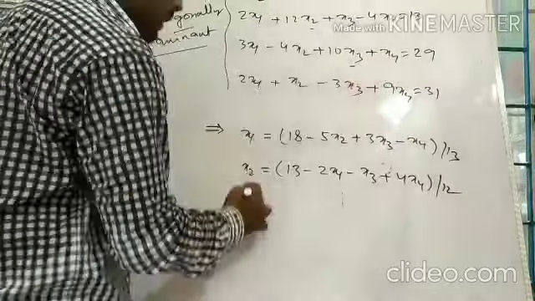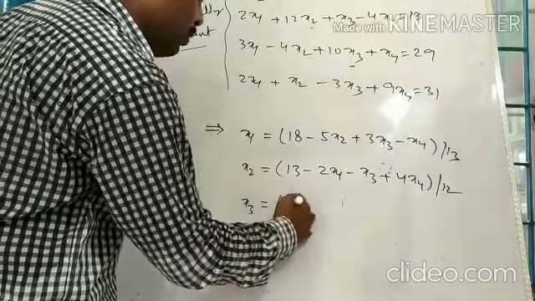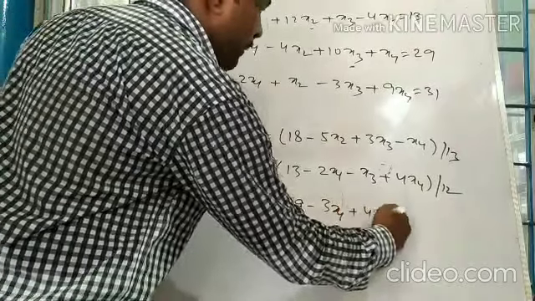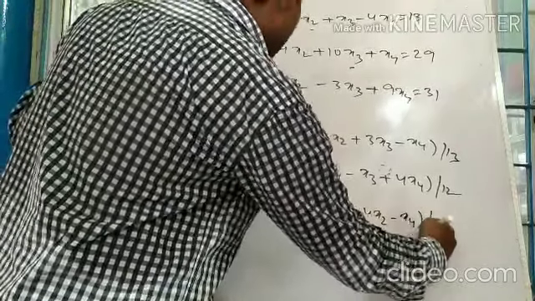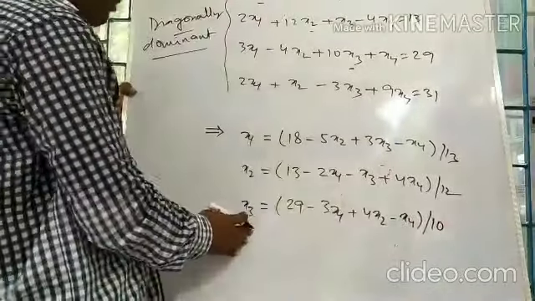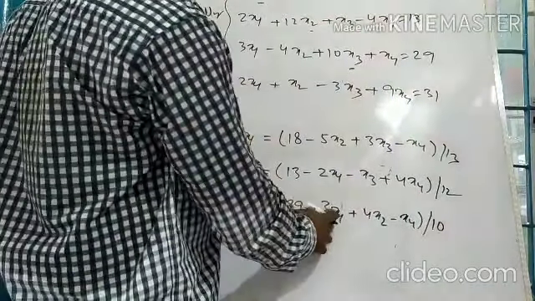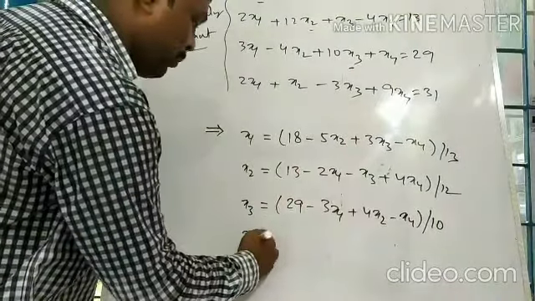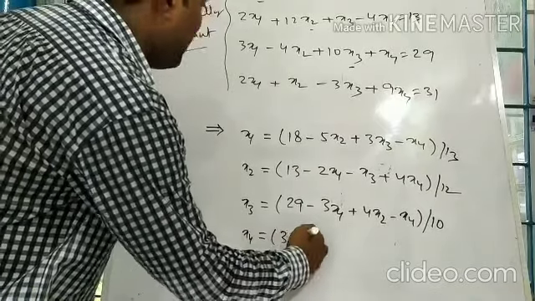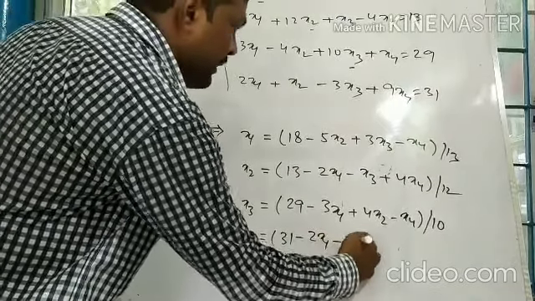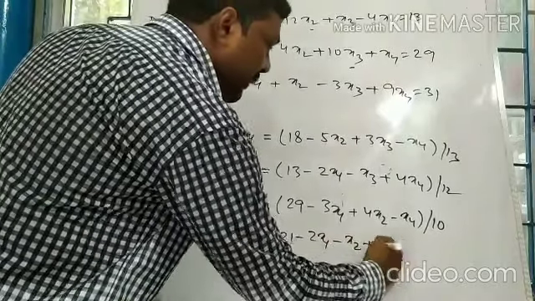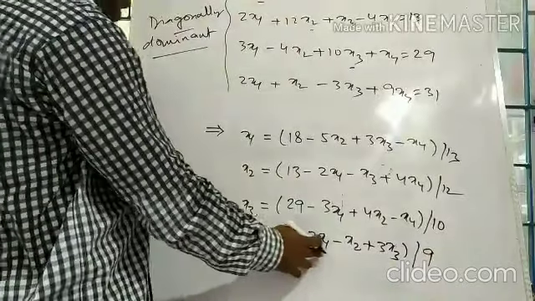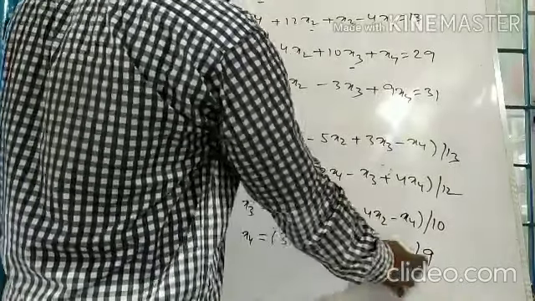Calculate x3 from the third equation. x3 equals 29 minus 3x1 plus 4x2 minus x4, divided by 10. Next, calculate x4 from the fourth equation. x4 equals 31 minus 2x1 minus x2 plus 3x3, divided by 9.